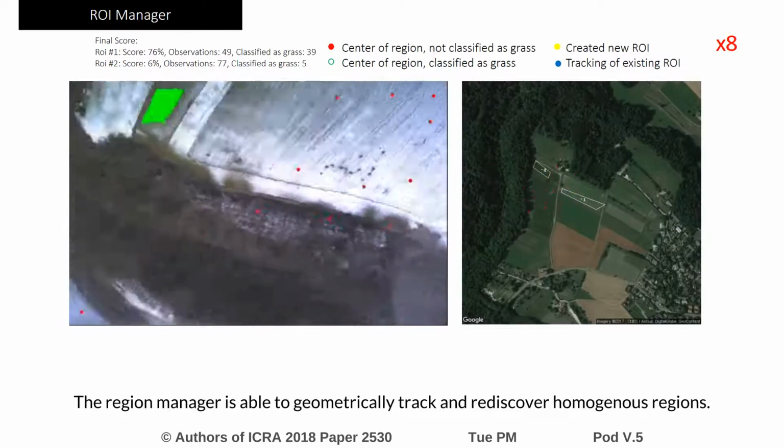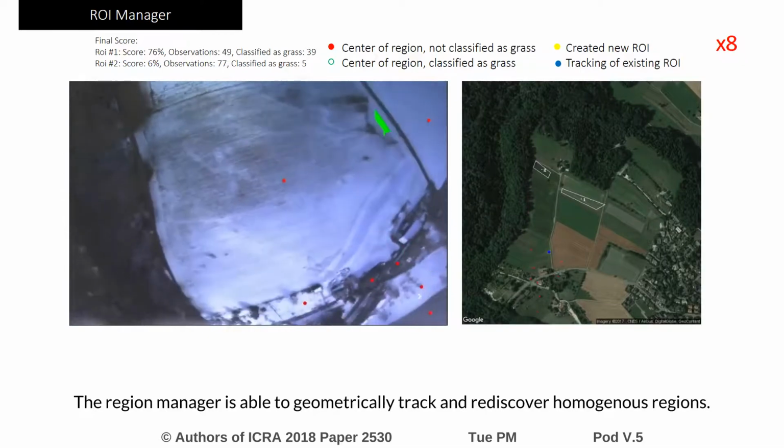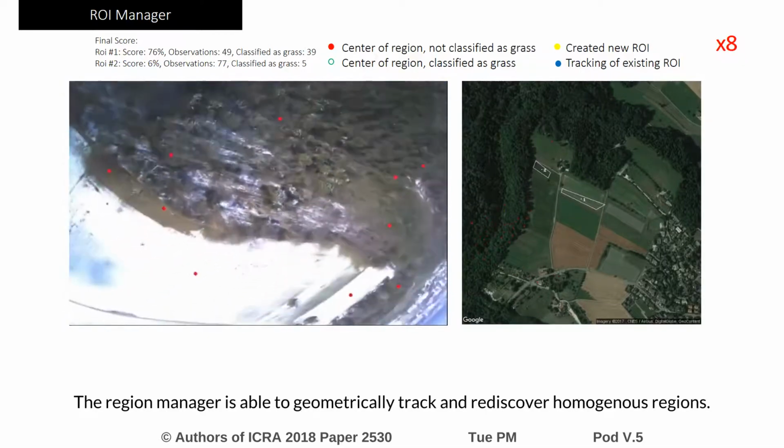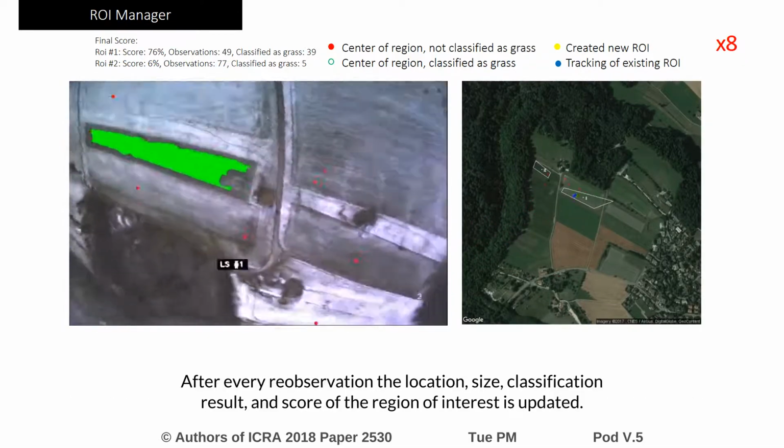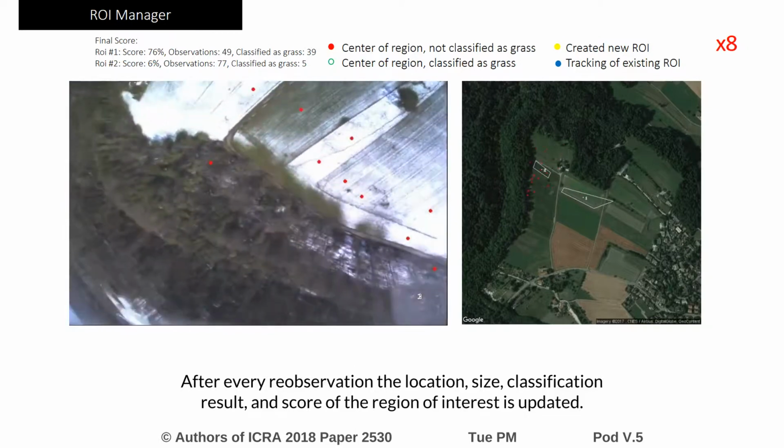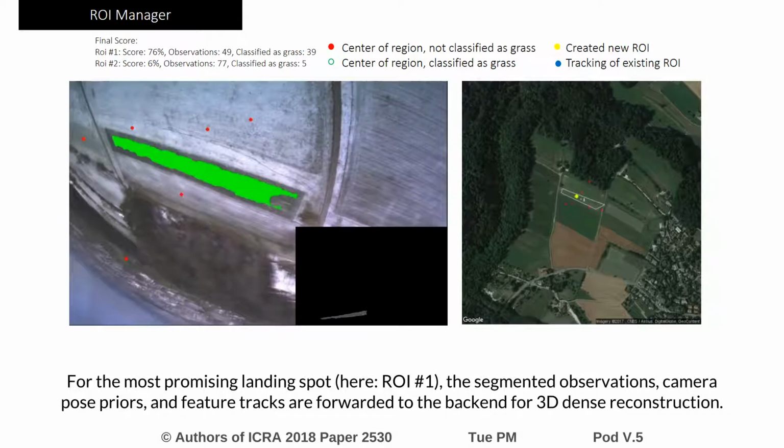The region manager is able to geometrically track and rediscover homogeneous regions. After every reobservation, location, size, classification result and score of the region of interest is updated. For the most promising landing spot, the segmented observations, camera pose priors and feature tracks are forwarded to the back end for 3D dense reconstruction.